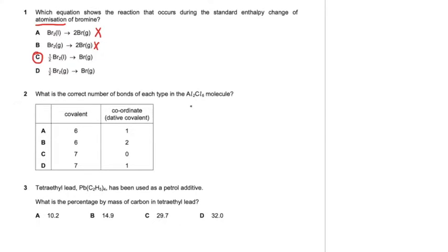Question number 2. What is the correct number of bonds of each type in the Al2Cl6 molecule? So let's draw the Lewis structure or simple structure of Al2Cl6. This is an AlCl3 electron deficient compound, and this is another AlCl3 molecule. In both molecules, you can see that aluminum is electron deficient. In the outermost shell of aluminum, there are only 6 electrons.